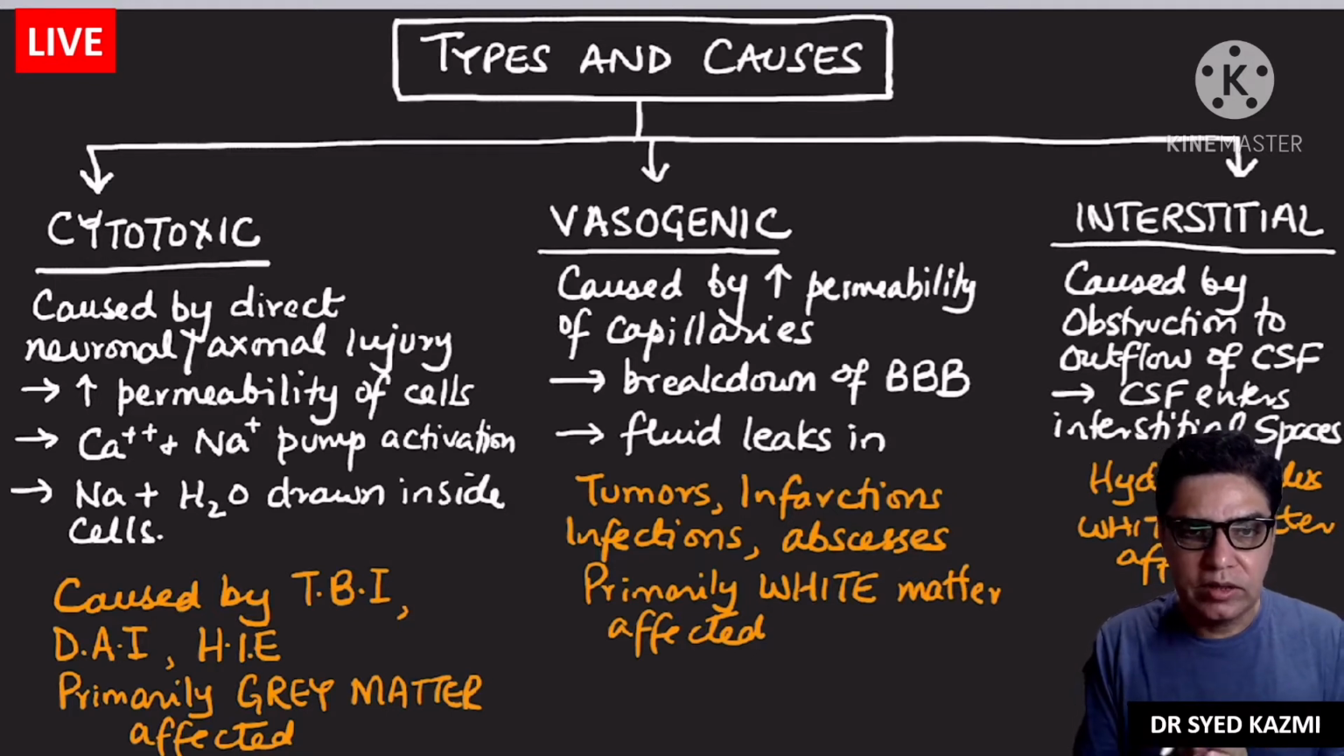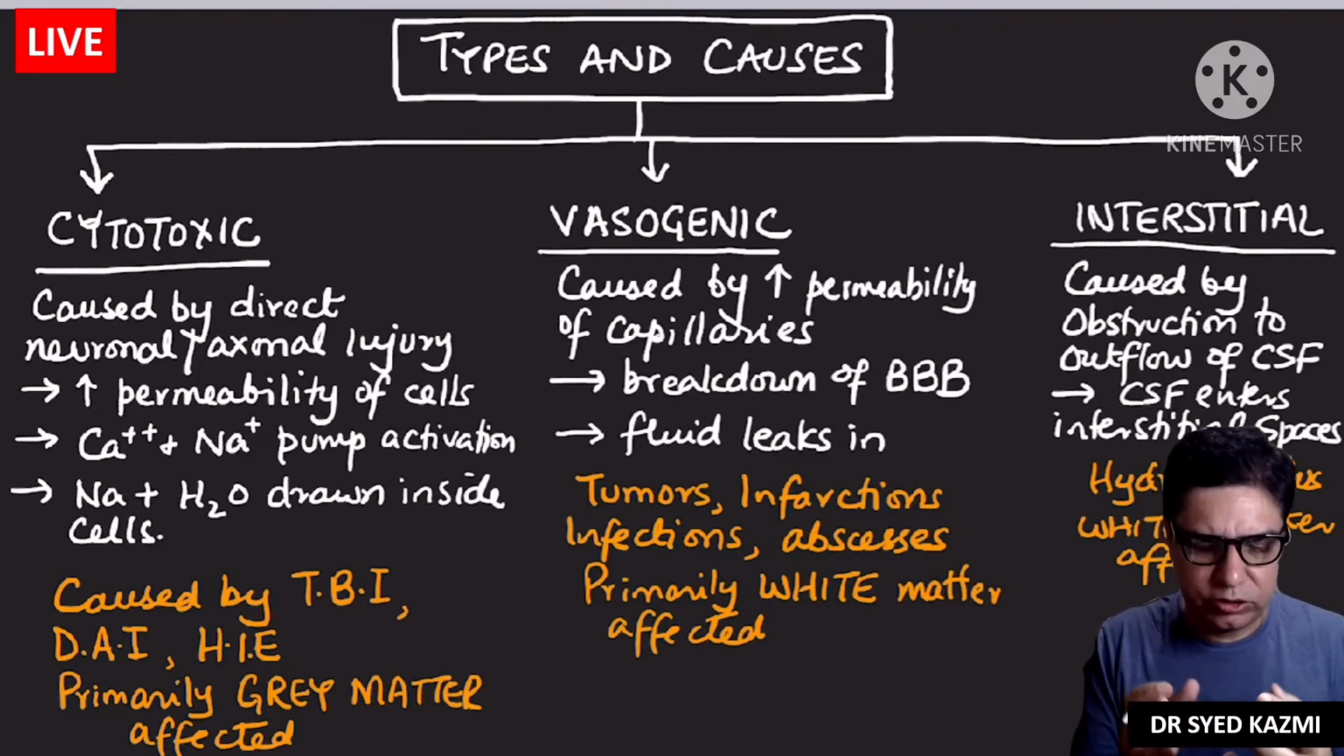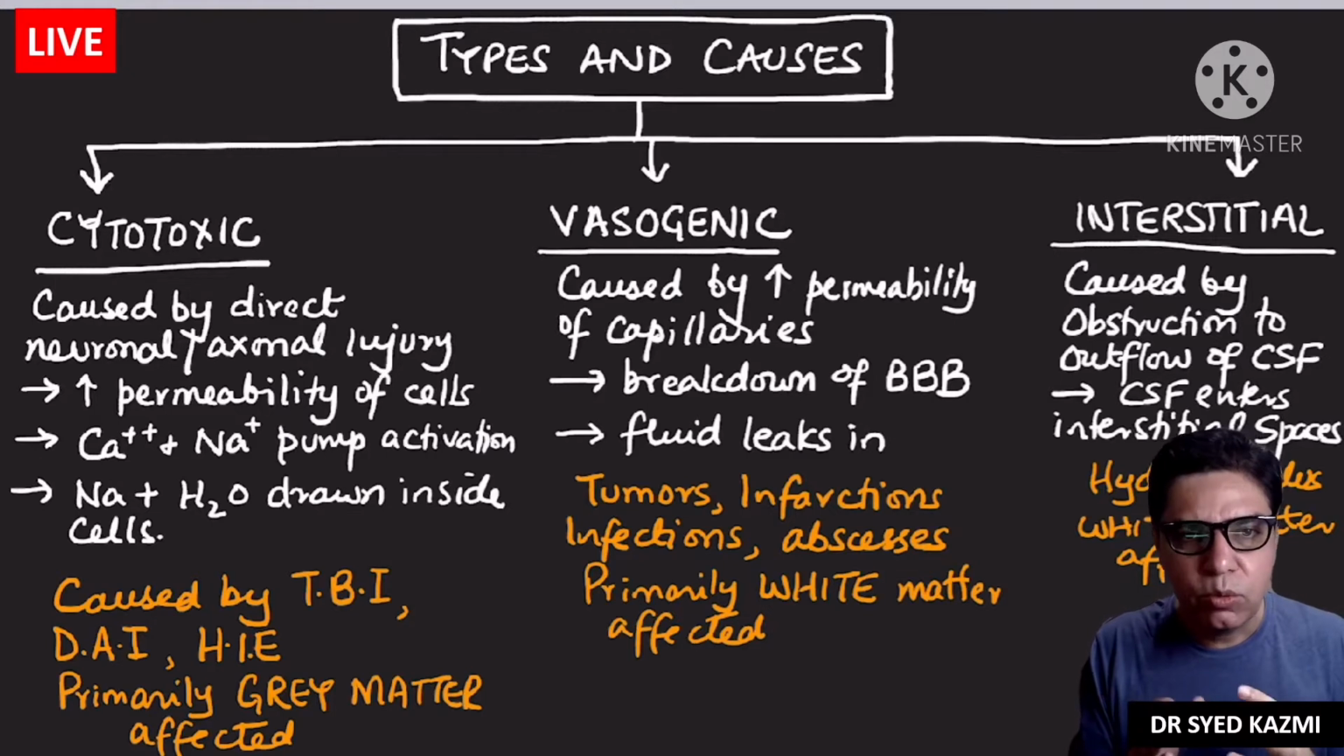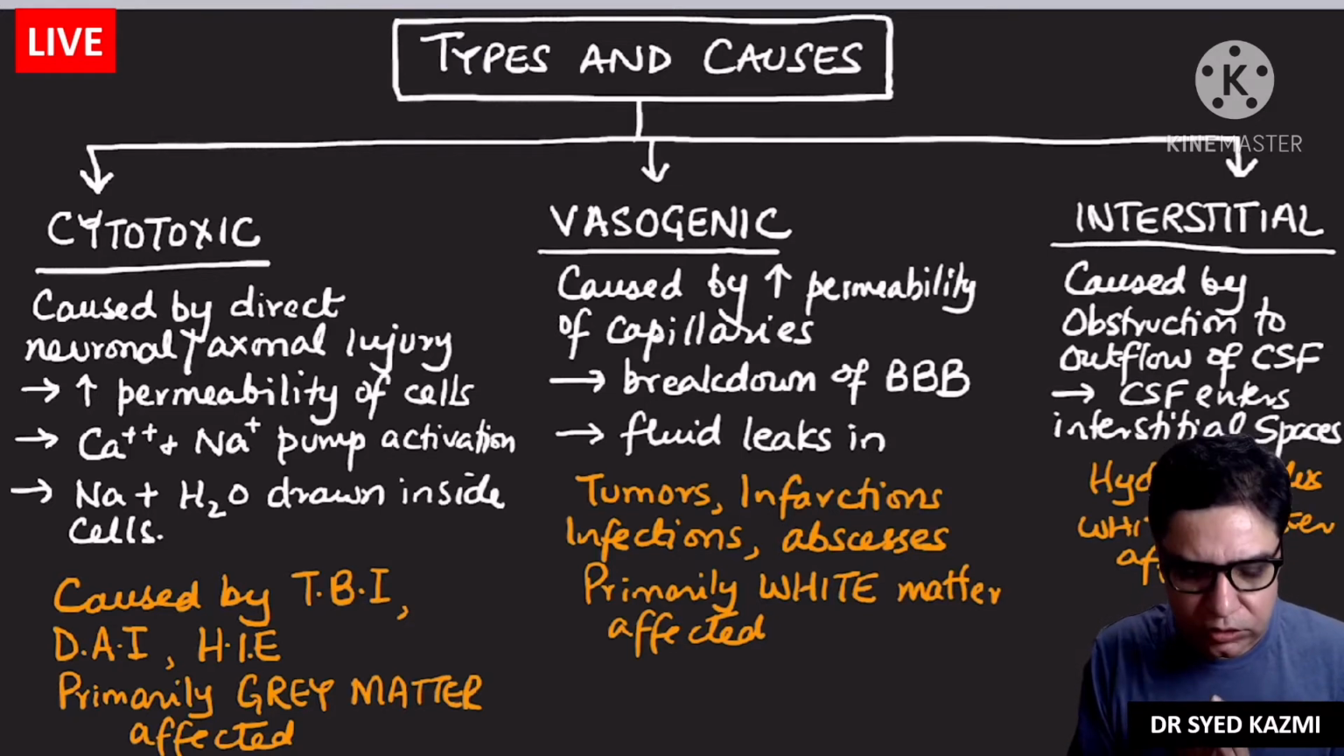Why? Because it is not cytotoxic. It's not going inside the cell. So obviously the cells are there in the gray matter, while the white matter is the axonal part or the glial part. So the vasogenic cerebral edema is actually confined to the white matter, and interstitial cerebral edema is also confined to the white matter. So keep these three things in your mind whenever you are reading a scan.